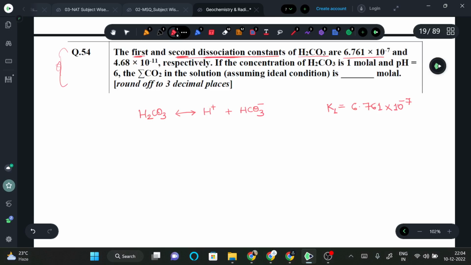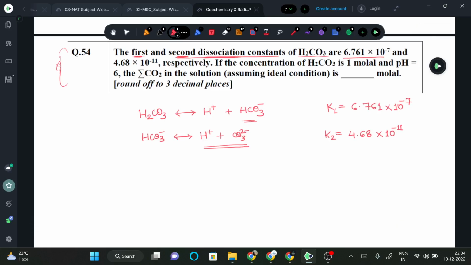Then HCO3 minus will again break down, right? HCO3 minus will break down to give us H plus plus CO3 2 minus. Now we have individual components. So now H2CO3 has been broken down completely using two steps. For this, the value we have is 4.68 into 10 to the power minus 11. So these two dissociation constants are given.